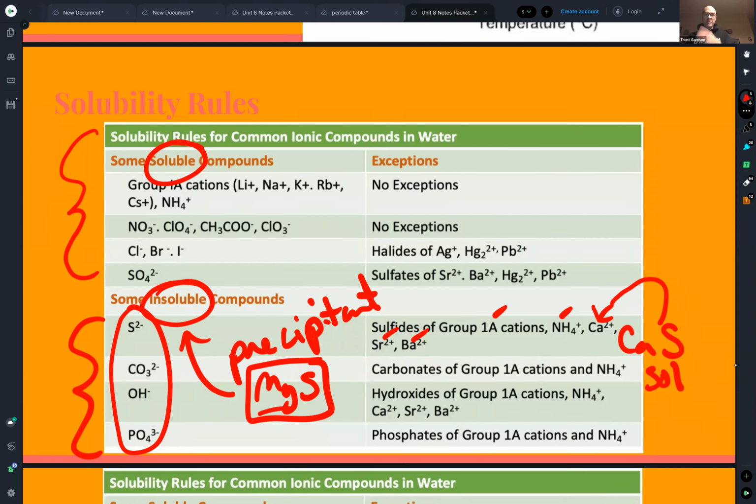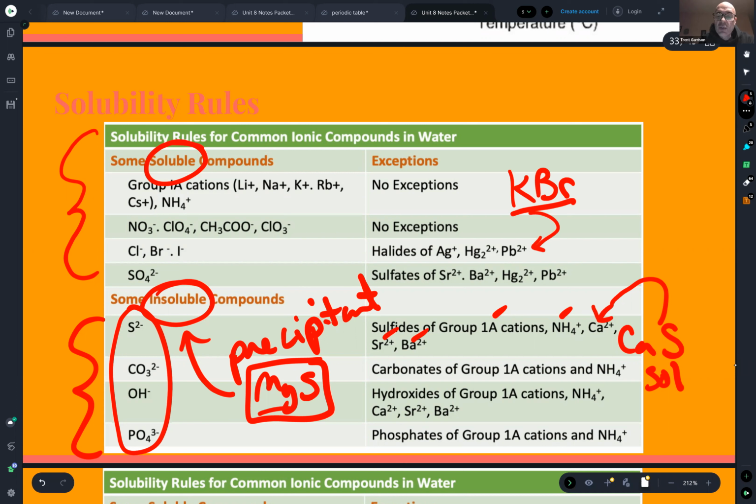Let's take a look at the top. If I have bromine combined with potassium, it is not one of the exceptions. So therefore, this will remain soluble. But if I were to use silver bromide, it is one of the exceptions, meaning that it is insoluble. It will form a precipitant.